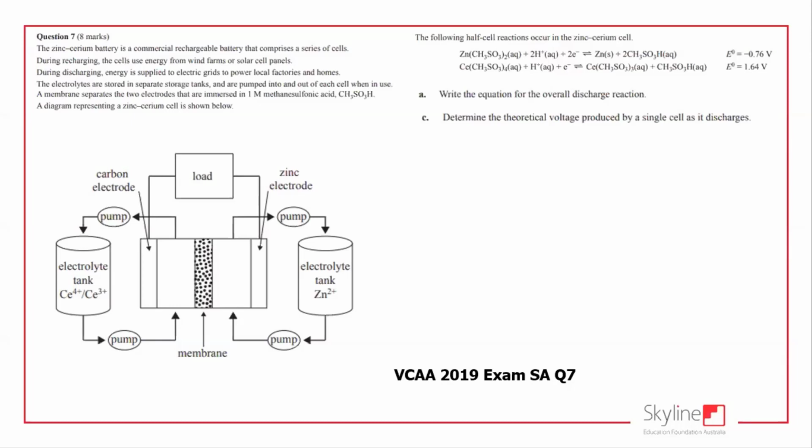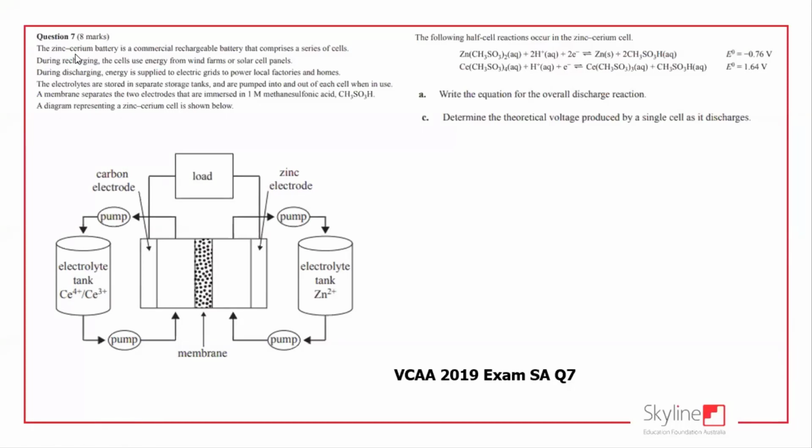The electrolytes are stored in 2 separate tanks and are pumped in and out. They're also immersed in 1 molar methanesulfonic acid. And here is a diagram of the cell. We have 2 half equations. Our questions here are: write the overall equation and determine the theoretical voltage.